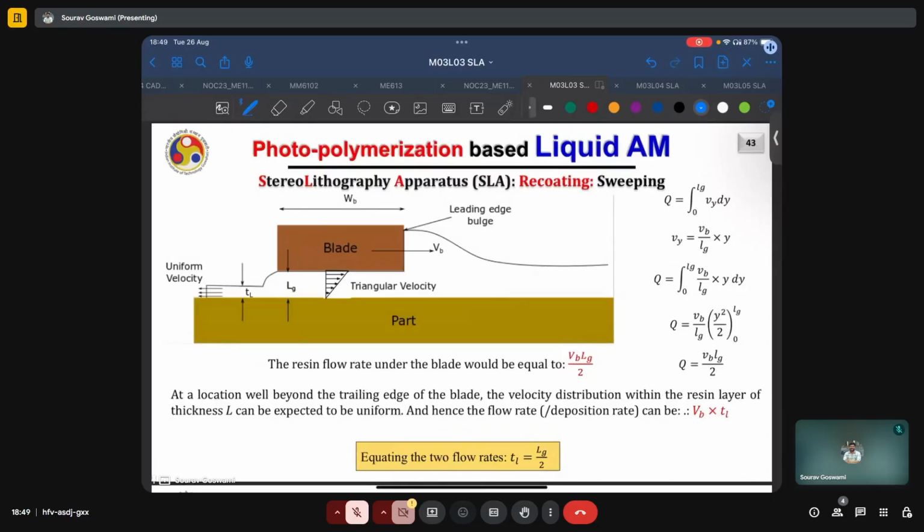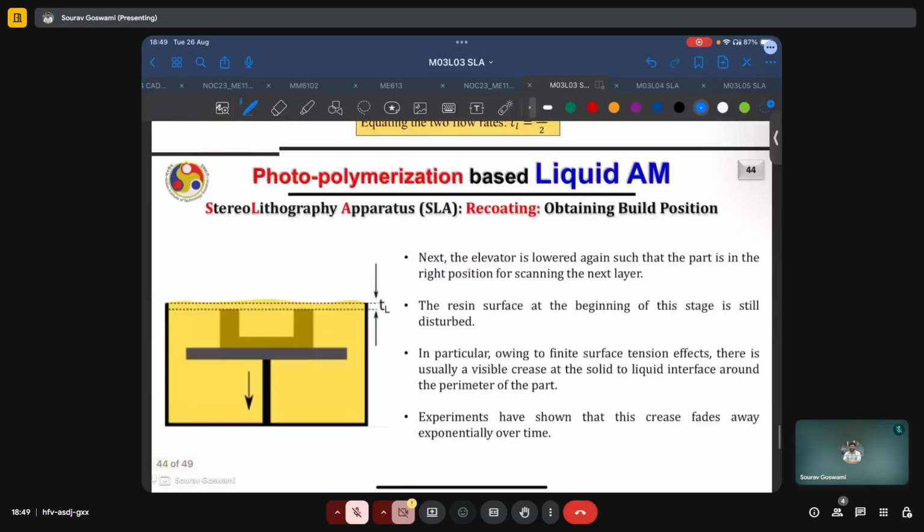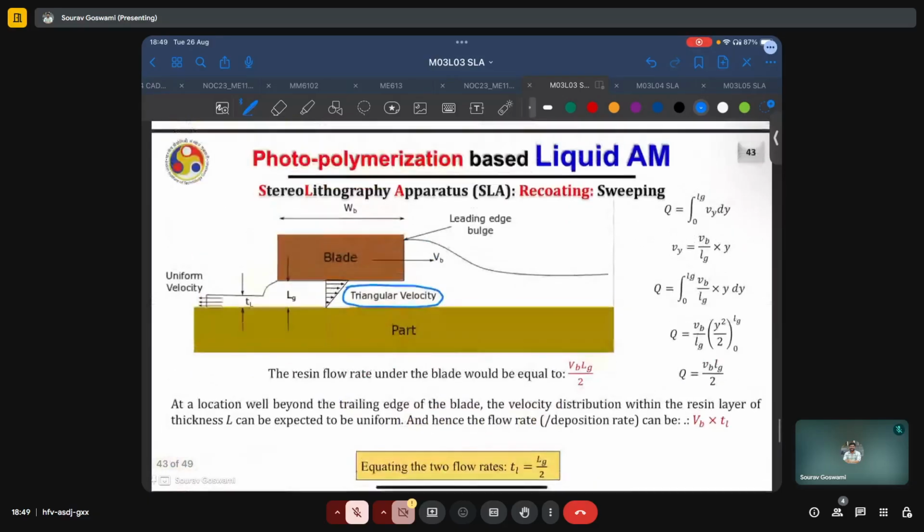And for a triangular distribution of velocity from the part or substrate to the blade, this relationship has been found to be equal to TL equals LG by 2. Thus, the desirable layer thickness is equal to exactly half of the layer thickness at the trailing edge of the blade.